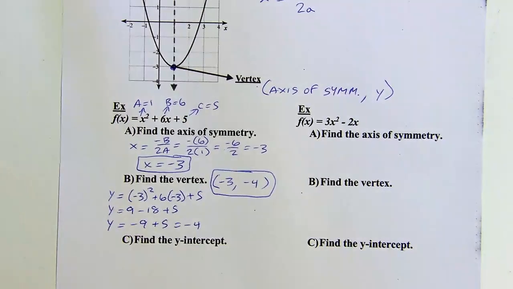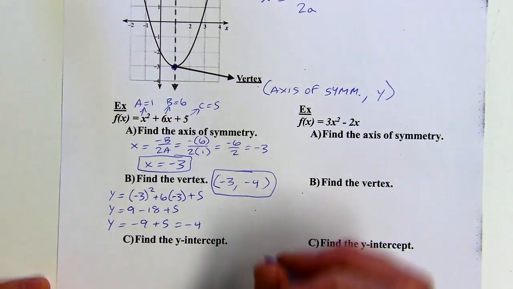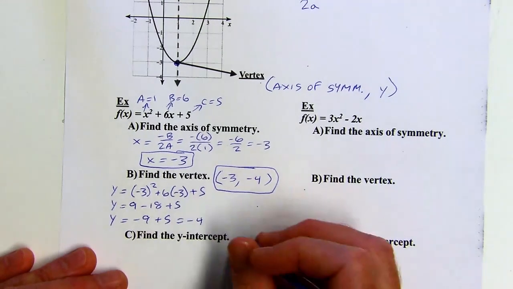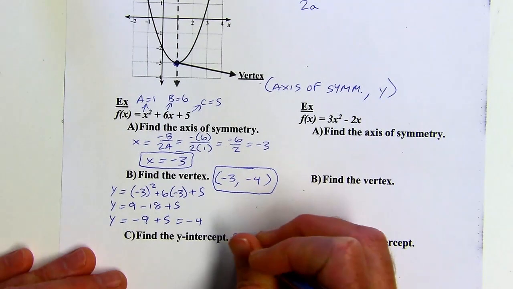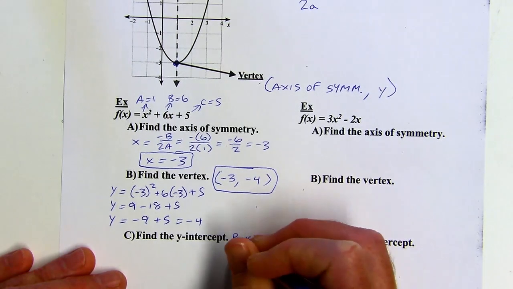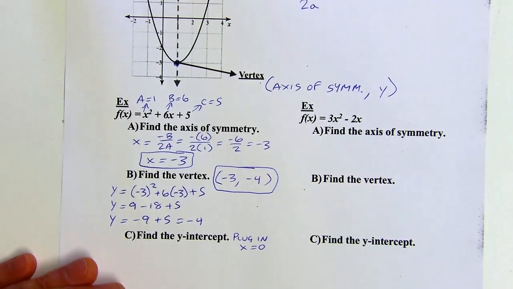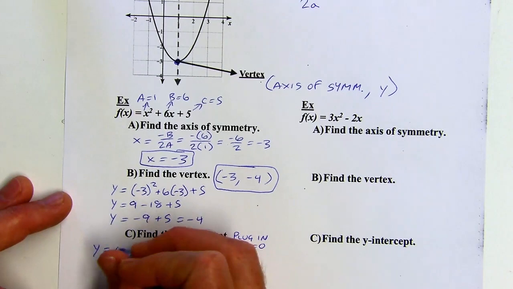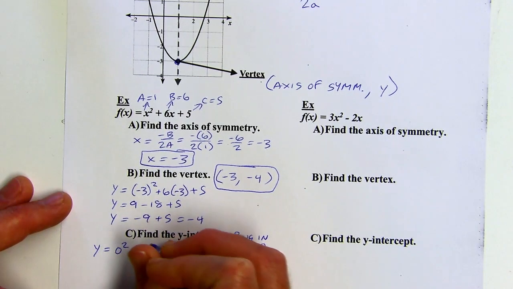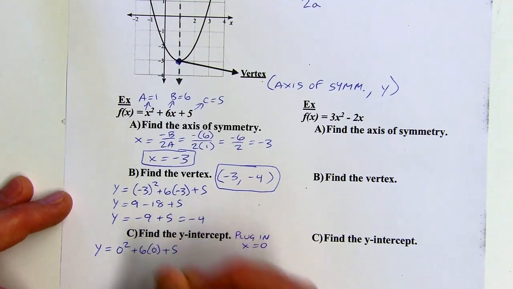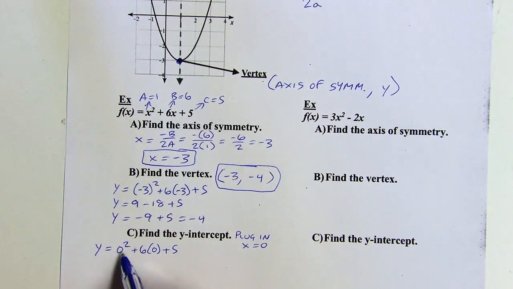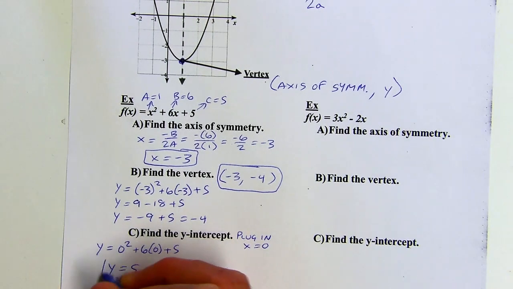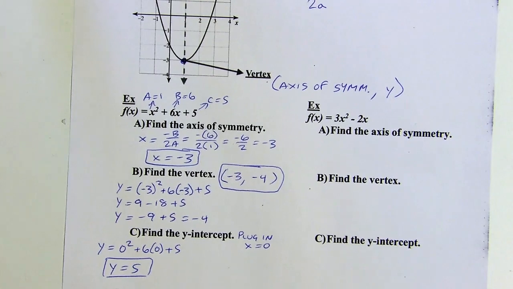Okay? So that means to find the y-intercept, what I can do is plug in 0 for x. So in the original equation, and I'll use a y again, plugging in 0 for x, and then I'm going to solve this for y. So 0 squared is 0, 6 times 0 is 0, so that leaves me with just y equals 5. That is my y-intercept, okay?